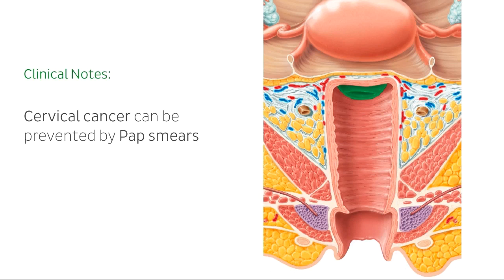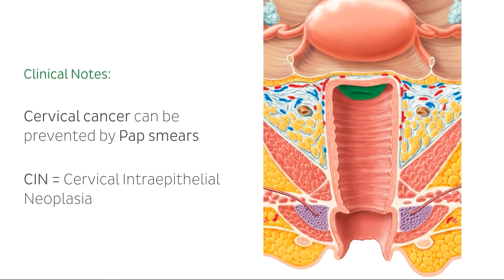And a pap smear, which is a routine examination, involves collecting cells from the outer part of the cervix with a tool called a speculum. And a pap smear will identify epithelial changes, which can be classified within the CIN system of cervical dysplasia. And generally, CIN refers to cervical intraepithelial neoplasia.